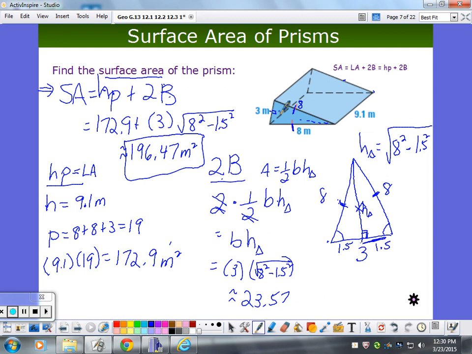Yes, sir. Is the perimeter, is it the base, 3 + 8 + 8? Perimeter of the base, 3 + 8 + 8. Yes. For C, is it a square perimeter? Wait till we get there, okay? It is a square perimeter, wait till we get there.